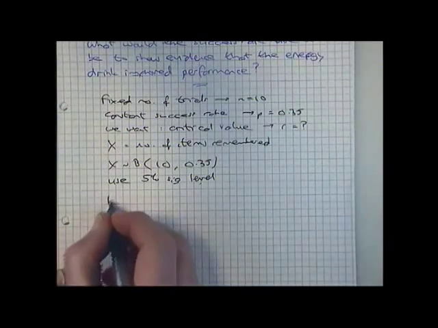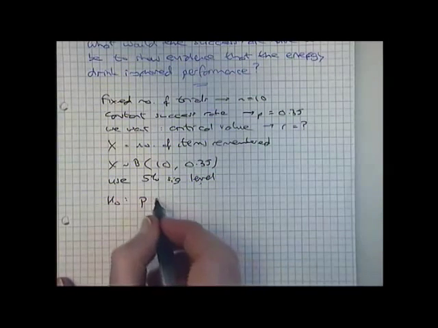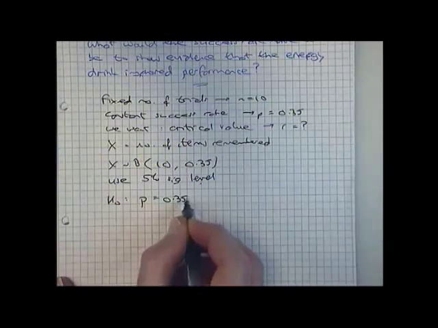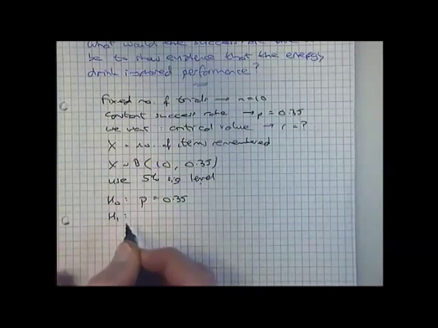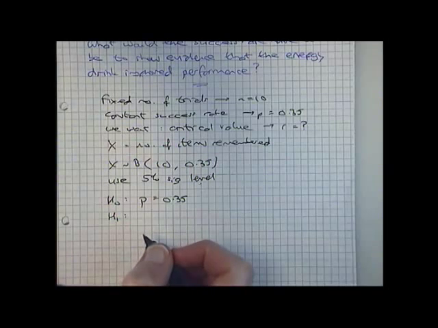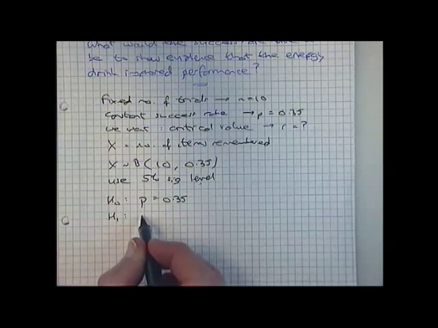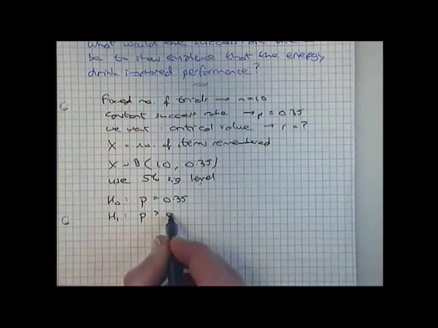Okay, so H0 here is to do with P. H0, historically, P is 0.35. What we want to know now for H1 is improved performance. So then P is greater than 0.35.